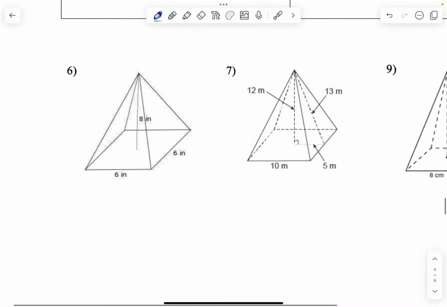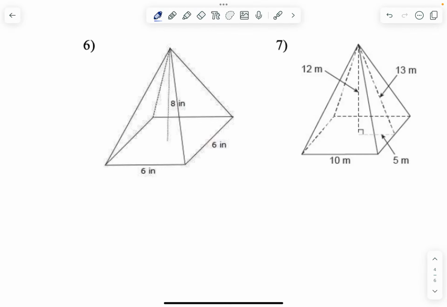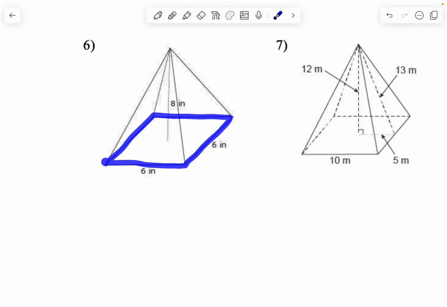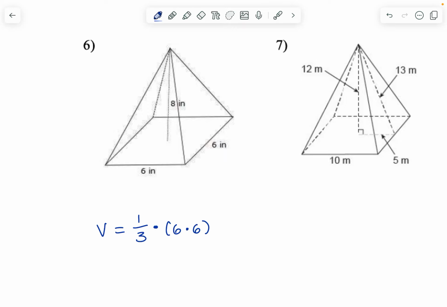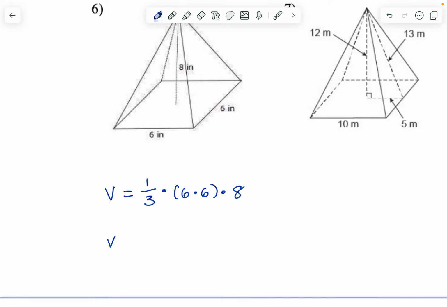Square pyramids, on the other hand, or rectangular pyramids, are kind of quicker. Right? Your base is a square or a rectangle. In this case, it's a square. So volume is equal to 1/3 area of the base. Base is a square, 6 times 6, times the height of this pyramid, 8. 1/3 times 6 times 6 times 8. Volume is equal to 96 inches cubed.